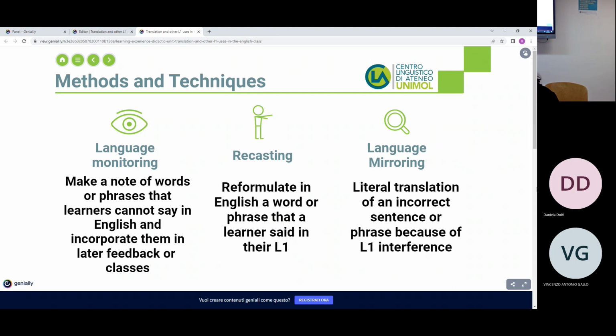I think that recasting and language mirroring, we do. So teachers who have some experience, we tend to do that. And this is about accuracy rather than fluency, right? So we want to focus on accuracy. But language monitoring is to focus on fluency, I think. So if you have a speaking activity, okay, talk about your favorite restaurant in Campobasso and suggest your partner where to go to eat the best pizza ever in Campobasso.